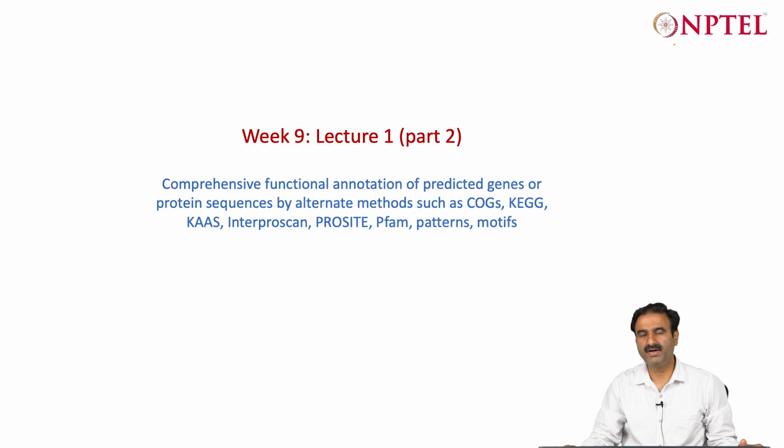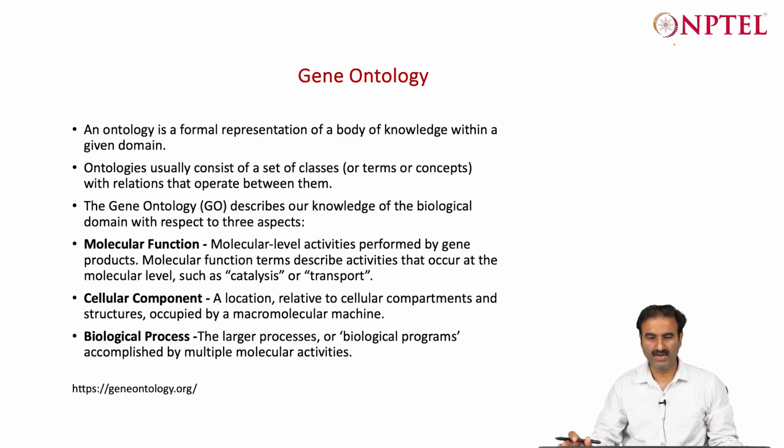So in the previous part we discussed two important methods of function annotation, that is BLAST and AGNOGs, and we will continue with some other methods which are available and widely used. So gene ontology is one of the common methods for large scale function annotation. Basically it does it for a single protein, but you can use these servers to do large scale function annotation. So basically what is gene ontology?